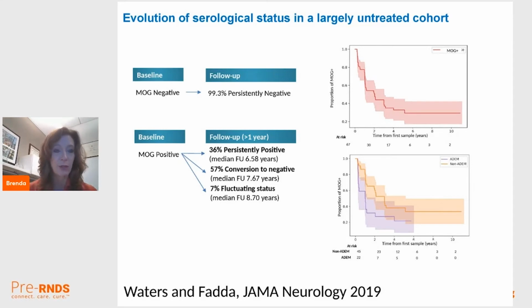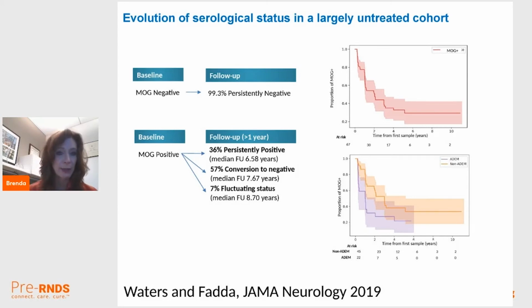So the first point was if you were negative for MOG antibodies when you first presented, you essentially never developed them. So that means that if you don't have it at the beginning, it's not a late phenomenon to develop MOG antibodies, at least not in our cohort. If you had MOG antibodies at presentation, a third of the patients had persistent MOG antibodies over a prolonged period of time. 60% approximately became MOG negative over time, and then 7% went up and down a bit.